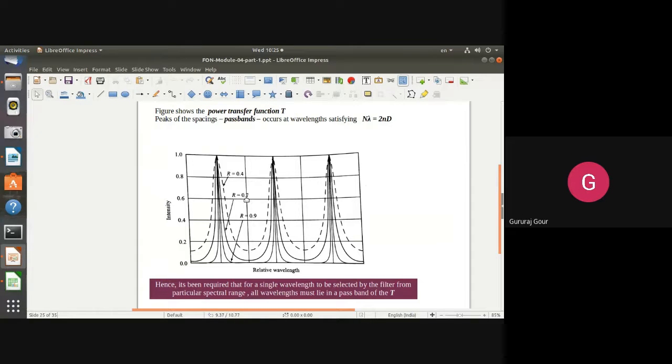For R equal to 0.4, 0.7, the width between the two sides of the peak goes on reducing as the R value increases. That means the pass band keeps reducing with the increase in R.